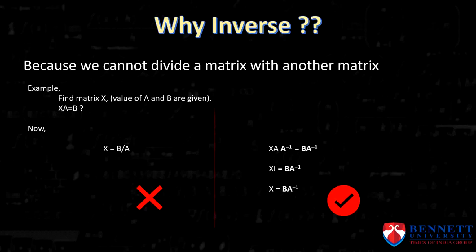Instead, what we can do is multiply both sides by A inverse. As we showed earlier, a matrix multiplied with its inverse is the identity. So in the second step, you can see X multiplied by the identity is now X multiplied by A times A inverse. Now, any matrix multiplied by the identity matrix is the matrix itself, the same matrix. So the final step is how we can find the value of X, which equals matrix B multiplied by A inverse.